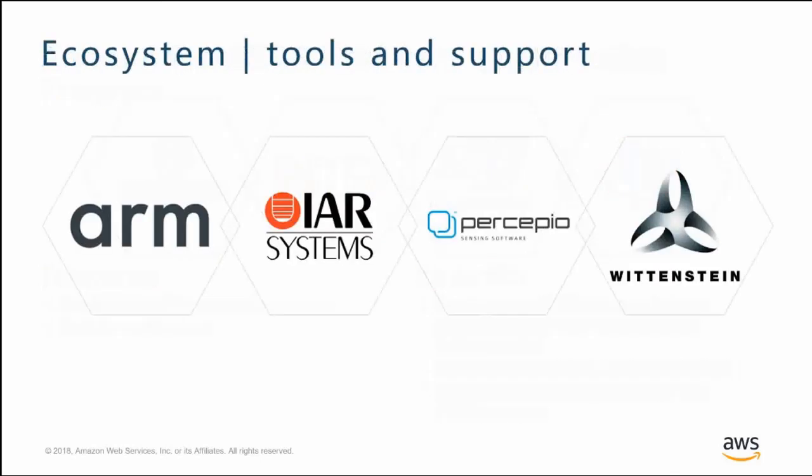We also worked with ecosystem and tools partners who facilitate the use of Amazon FreeRTOS. ARM developed architectures for microcontrollers that allow Amazon FreeRTOS to run seamlessly across a variety of processors. IAR Systems has a professional development IDE that makes it easy to use Amazon FreeRTOS in your chosen context. Percepio provides debugging and trace analysis tools, and Wittenstein offers commercial licenses of FreeRTOS called OpenRTOS and safety critical licenses called SafeRTOS.